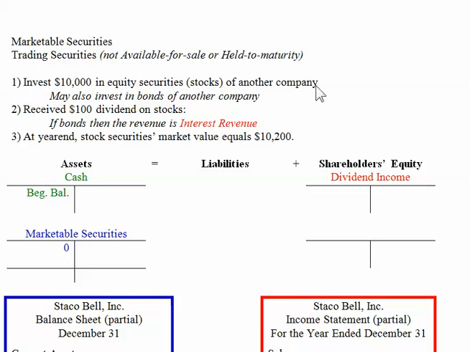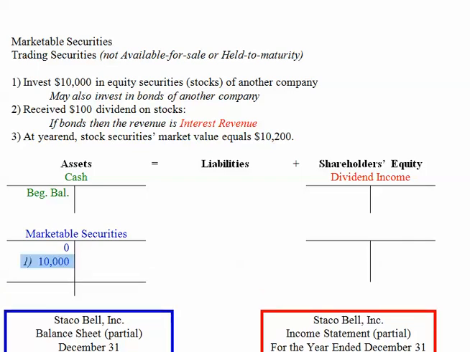So anyways, let's assume we're Stocko and that we have 10,000 to invest, and so we buy stock of another company. Now, we're not going to buy bonds, we're going to buy stock, and I'm going to show you how you record that investment. So what the company is going to get is marketable securities. Sometimes they'll call it short-term investments, but we'll refer to them as marketable securities.